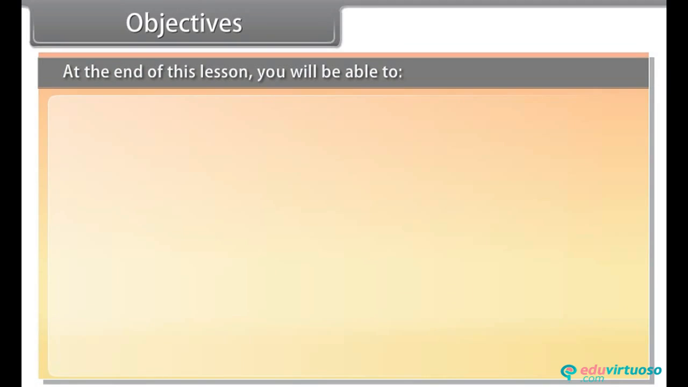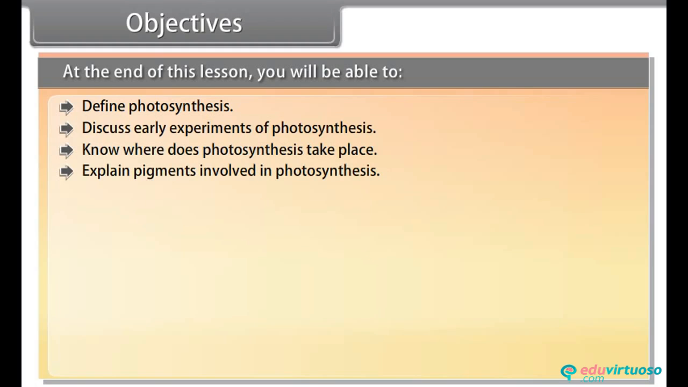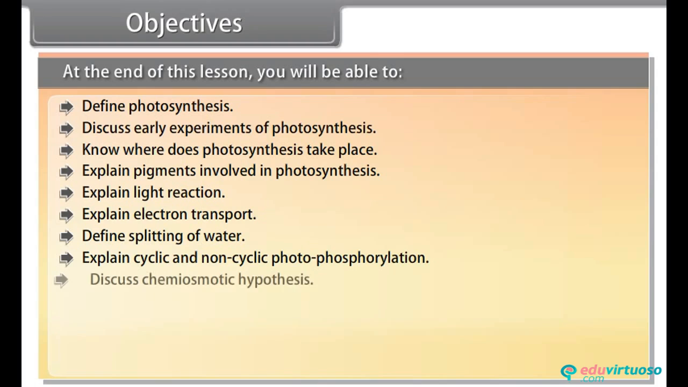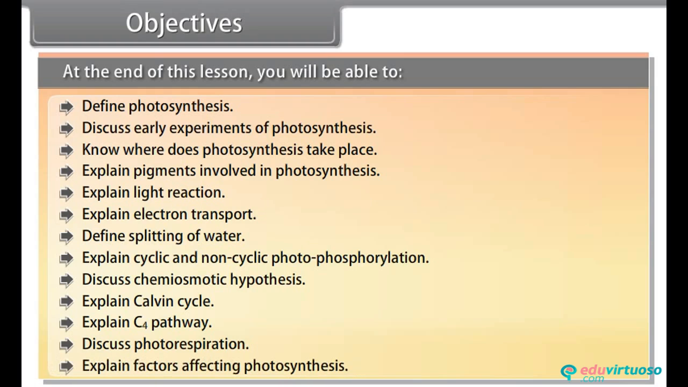Objectives. At the end of this lesson, you will be able to define photosynthesis, discuss early experiments of photosynthesis, know where photosynthesis takes place, explain pigments involved in photosynthesis, explain light reaction, explain electron transport, define splitting of water, explain cyclic and non-cyclic photophosphorylation, discuss Chemiosmotic Hypothesis, explain Calvin cycle, explain C4 pathway, discuss photorespiration, explain factors affecting photosynthesis.